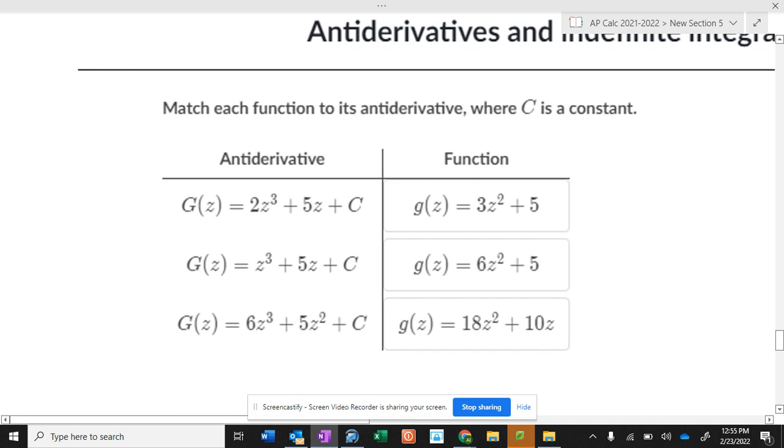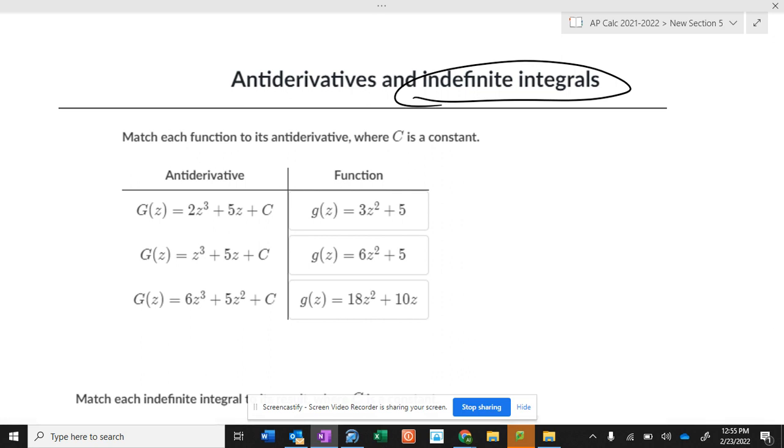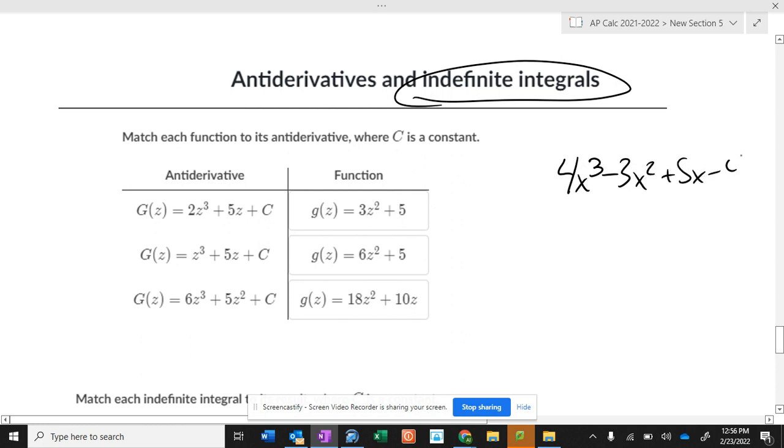Okay, now this one. Okay, now we're to indefinite integrals. So, an integral is the opposite of taking a derivative. Okay? So if you take a derivative of like 4x cubed minus 3x squared plus 5x minus 4, what are you going to get? 12x squared minus 6x plus 5. But what happens to this?